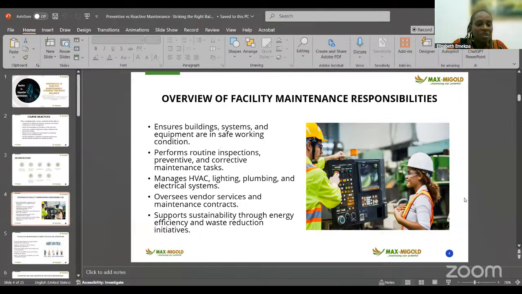So support sustainability through energy efficiency and reduction initiatives. In the morning, wherever you don't have to turn anything on, you don't turn it on; you put it off.